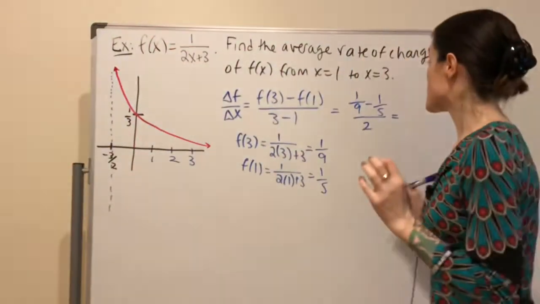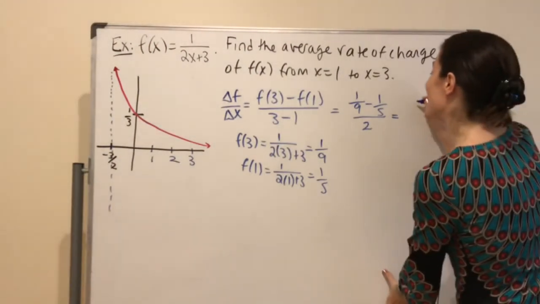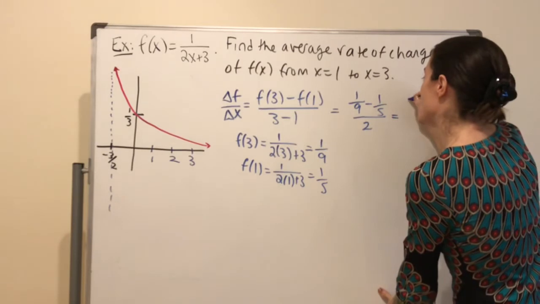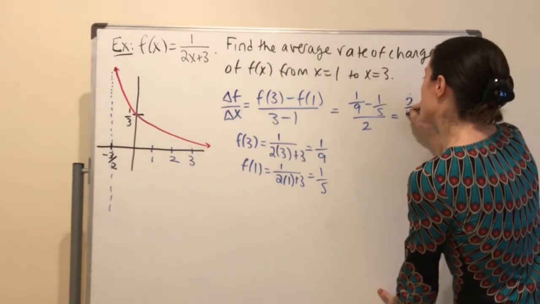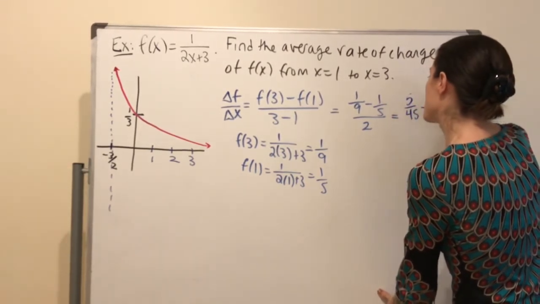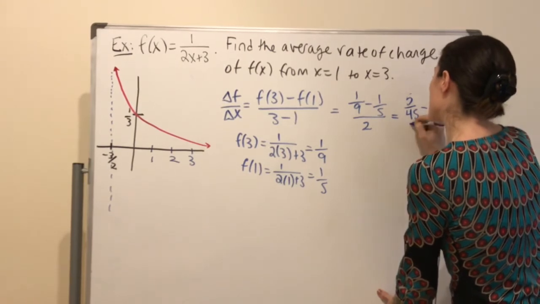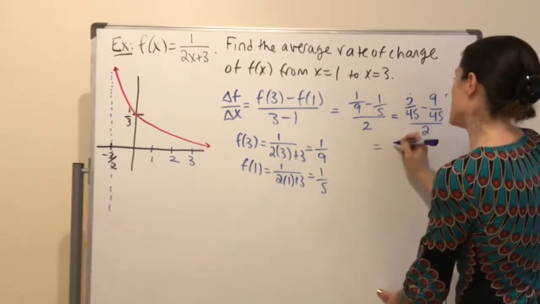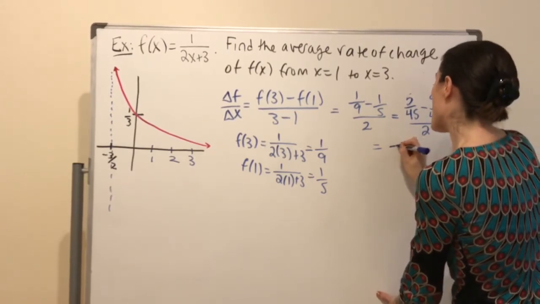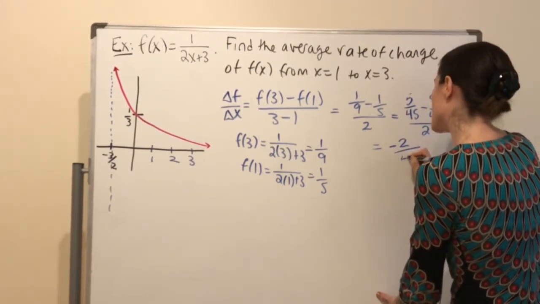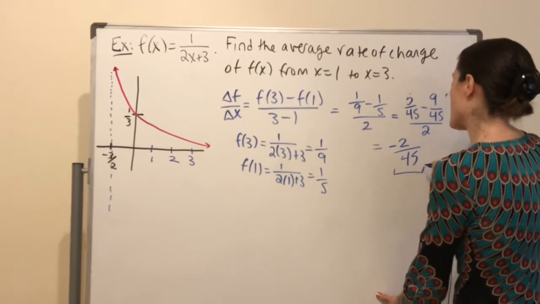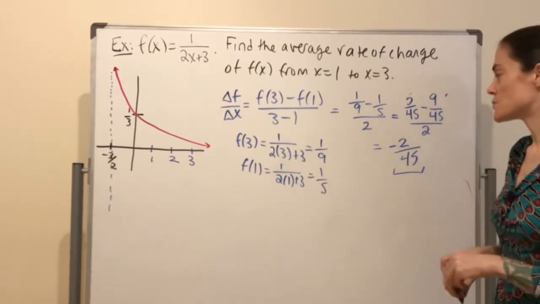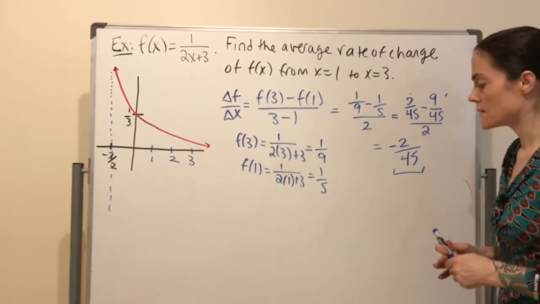This is, let's see, this would be 5 over 45 minus 9 over 45 over 2. We get -4 over 45 over 2, or -2 over 45. This is the average rate of change. It's negative. Now, does this make sense?